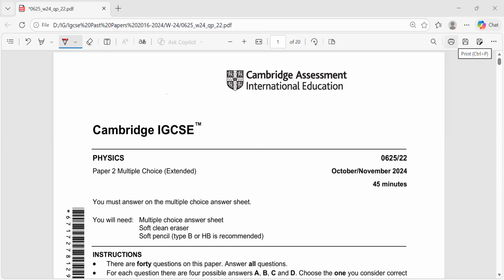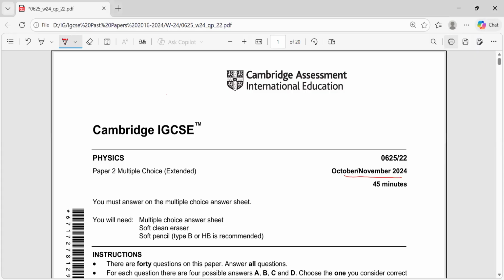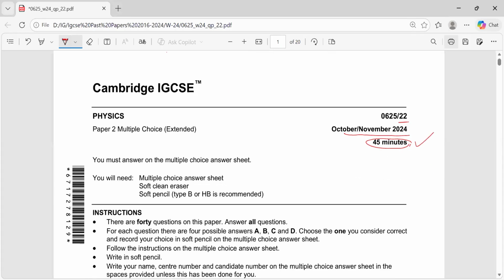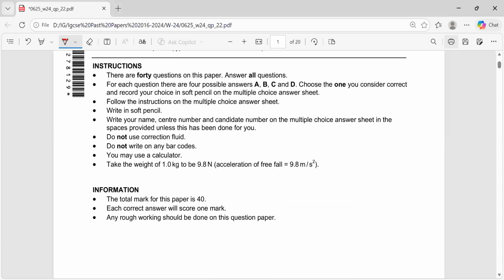Okay, my dear friends, now you can see here we are going to solve this paper 2. It is October-November 2024, paper 2, variant 2. Time allowed for this paper is 45 minutes, and you have 40 marks for this paper. The value of G, gravitational field strength, is 9.8 Newton per kilogram, or acceleration of free fall small g is 9.8 meters per second square. That's what we have to use always.